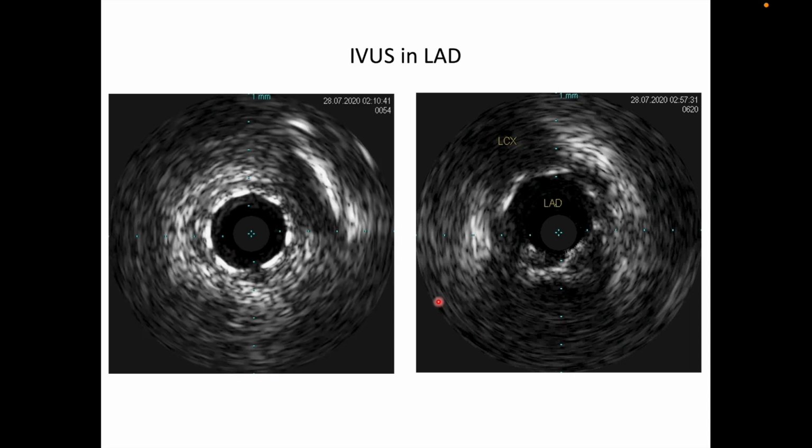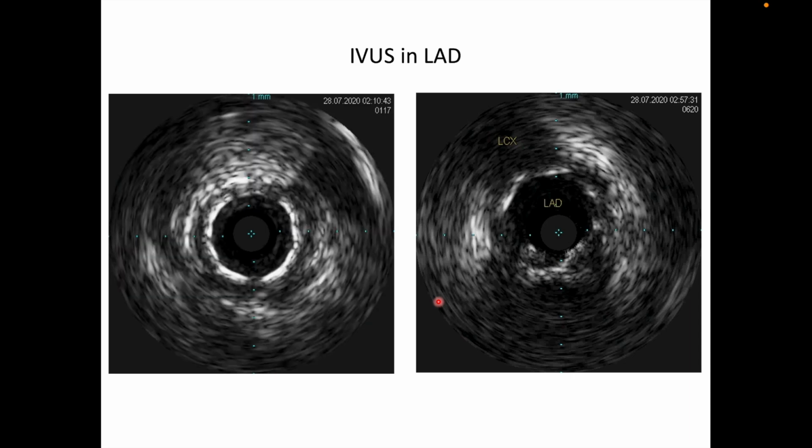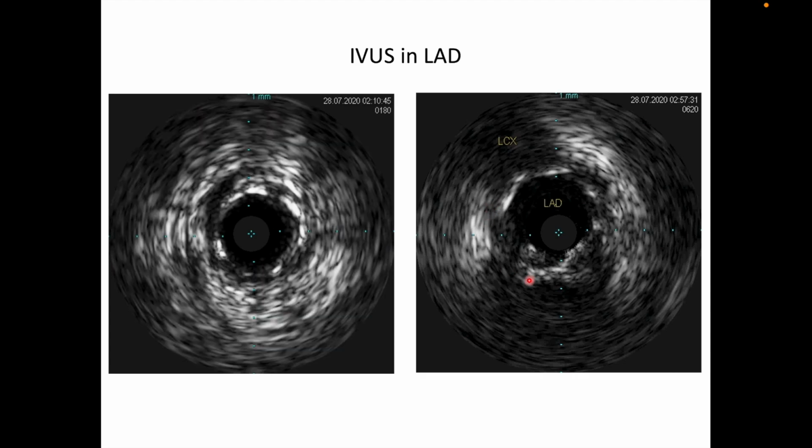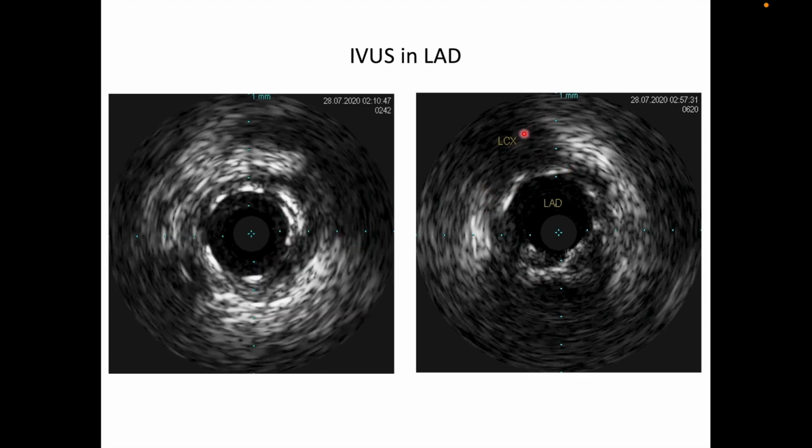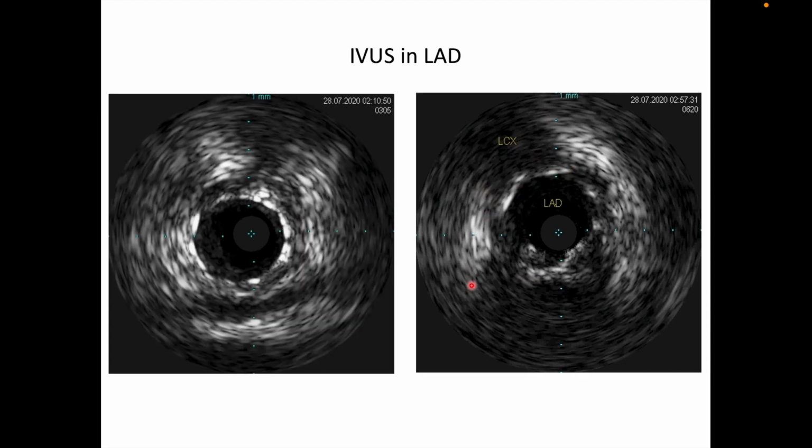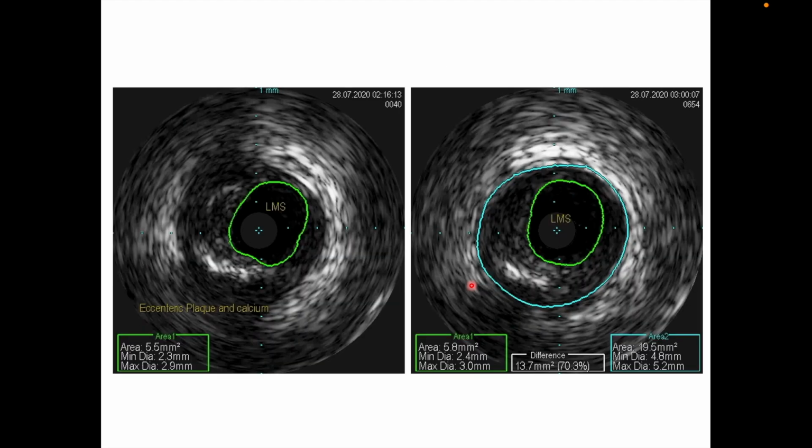So next we did IVUS on the LAD side, and there you can see that's the LAD, that's the circumflex that's visible here. And then in the left main stem, at the distal left main stem, the MLA was 5.5 millimeters squared, which we know is significant. And this is again eccentric plaque that you can see here. It's mostly on one side, but it's a significant disease there.